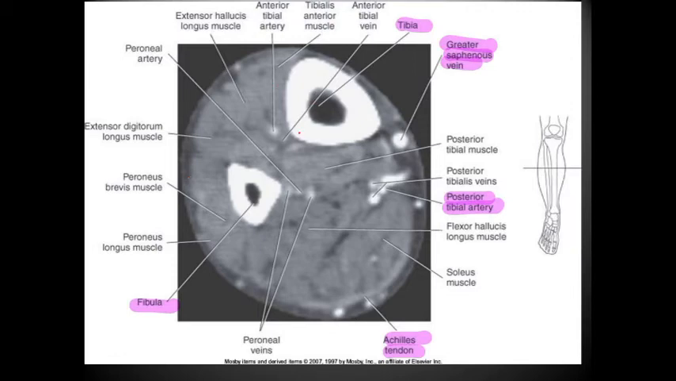Okay, here once again we're about mid shaft, so we have the body of the tibia, body of the fibula. We have the posterior tibial artery. We have the great saphenous vein. Notice here we have the Achilles tendon, which is this area here.